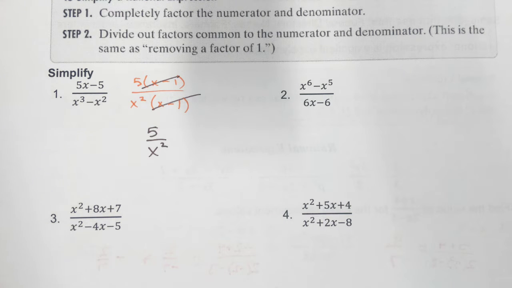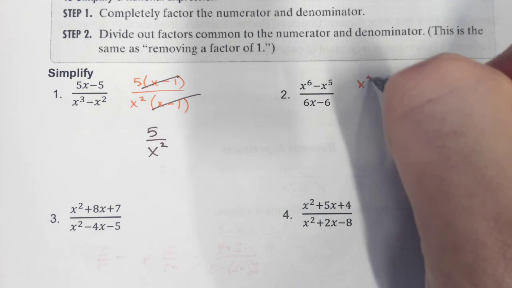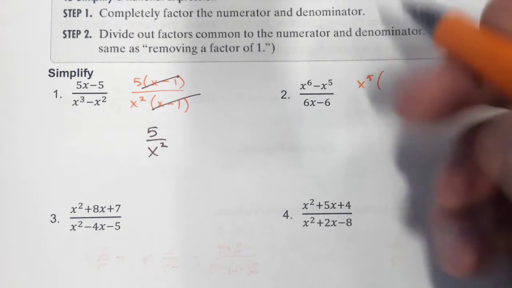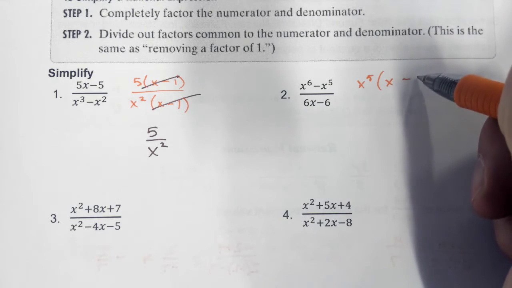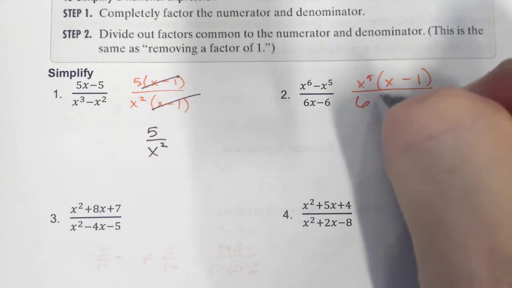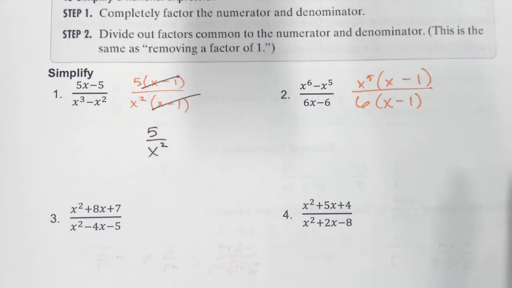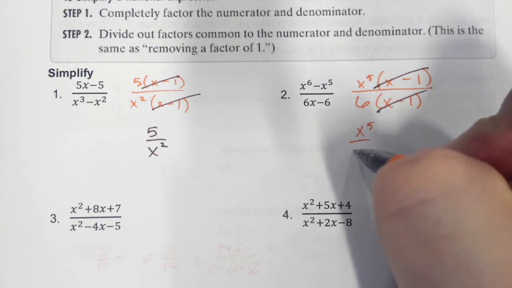Number 2 is very similar. If I look at the numerator, there's a GCF of x to the 5th. If I take 5 x's from x to the 6th, that leaves me with 1 x, minus x to the 5th divided by itself is 1. In the denominator, both of those are divisible by 6. Divide by 6, and you've got x minus 1. Again, those factors on top and bottom match. They are able to be canceled out, leaving me with a final answer of x to the 5th over 6.